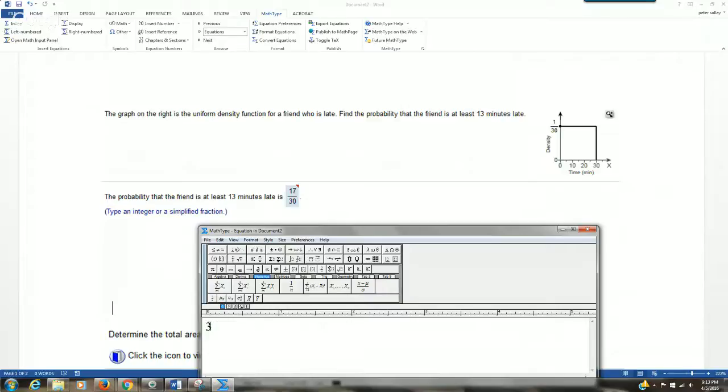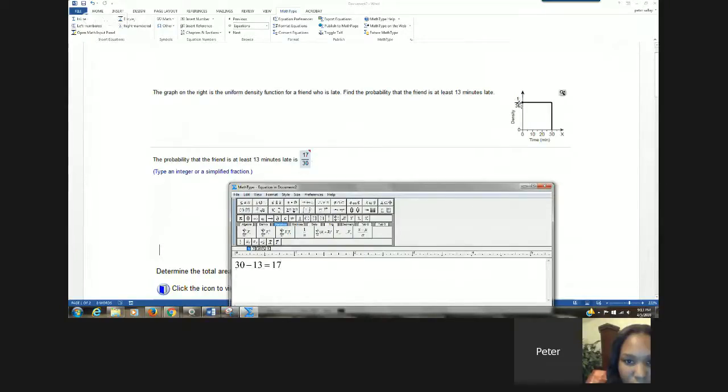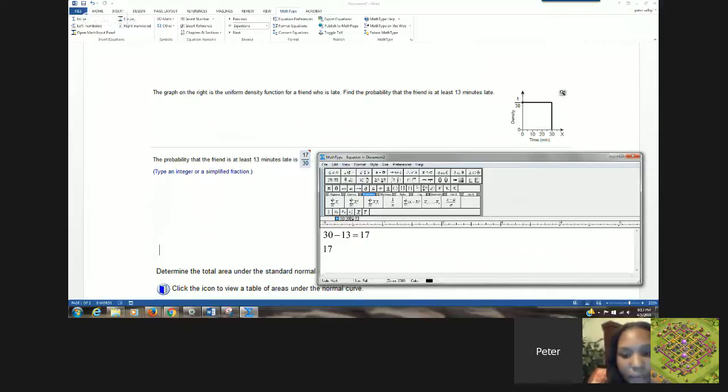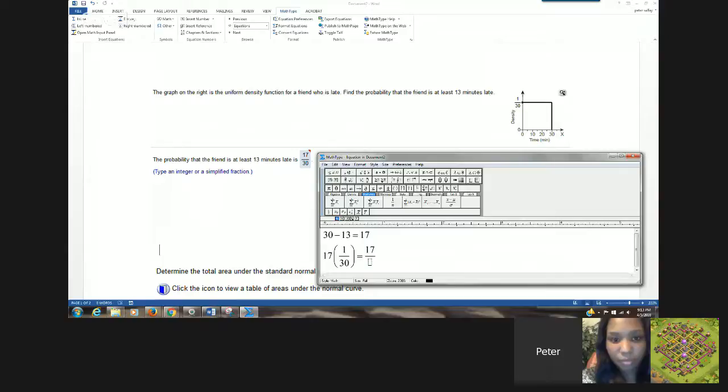Well, if I go 30 minus 13, which gives me the length of the bottom side, I get 17. And the height of the rectangle is 1 over 30. So I just want to multiply those two numbers together: 17 times 1 over 30, which is where they're getting the 17 over 30 from. Does that work? Okay. Uniform density is just one specific topic, so you're only going to have to do this once.